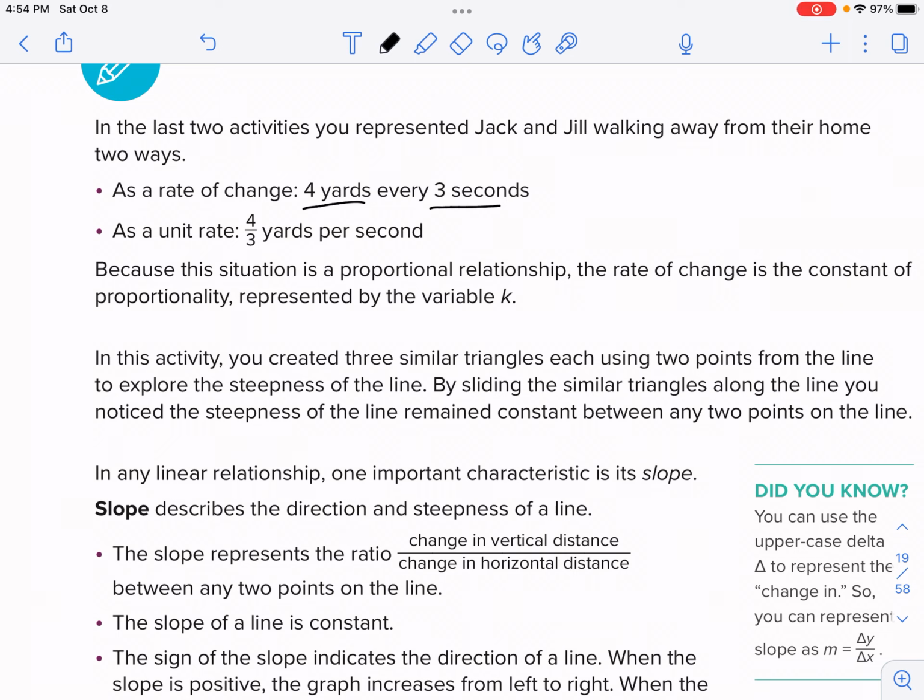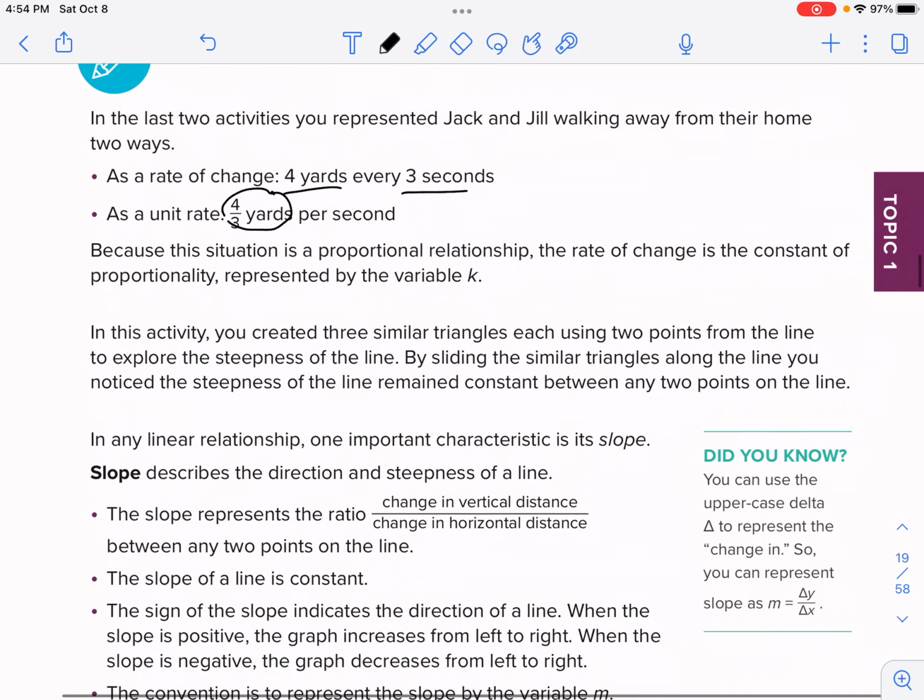As a unit rate, where we have the denominator of 1, this says 4/3 of a yard per second. So that's about a yardstick and a ruler lined up, a little bit past waist high. So in 1 second, it's that distance, a little bit above waist high. That gives you an idea of how fast these two people are walking.